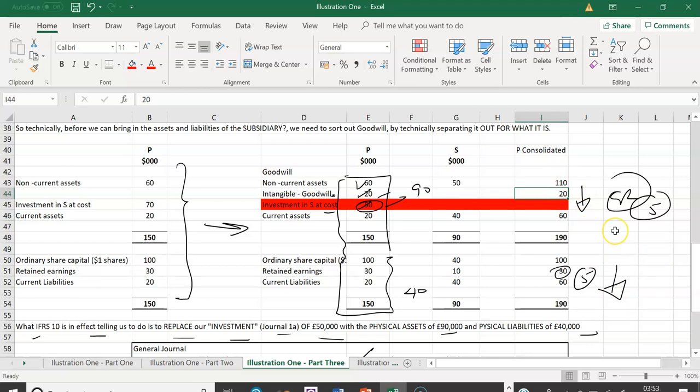Cool, great stuff. Yes, I'll end this video there and we'll look at the final illustration, which is when we have a non-controlling interest and the conceptual mechanics of what's really going on.